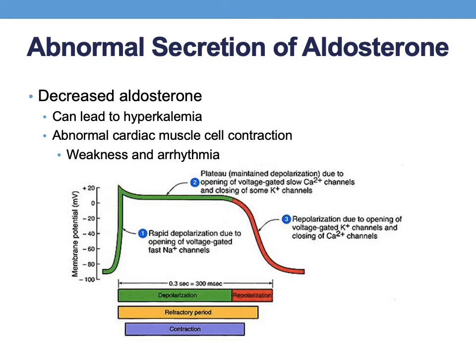Abnormal secretion of aldosterone, continued. If there is a decrease in aldosterone, this can lead to hyperkalemia because the kidneys aren't excreting enough potassium. This can cause abnormal cardiac muscle cell contraction and lead to weakness of cardiac muscle and arrhythmias.